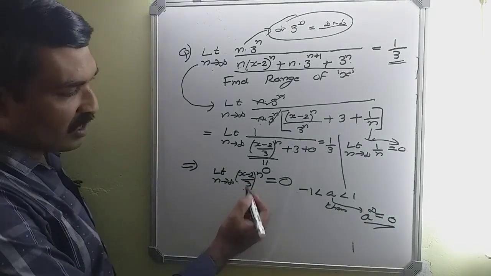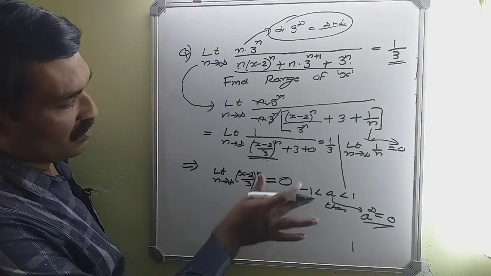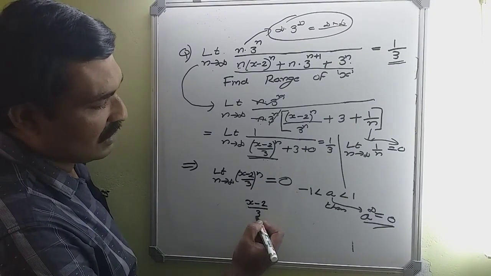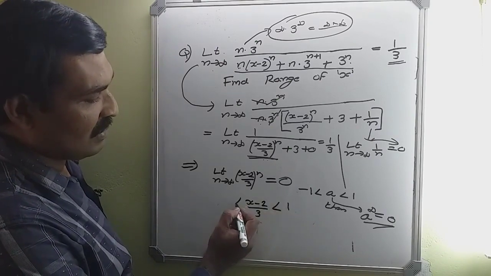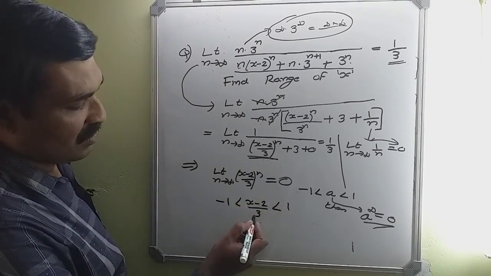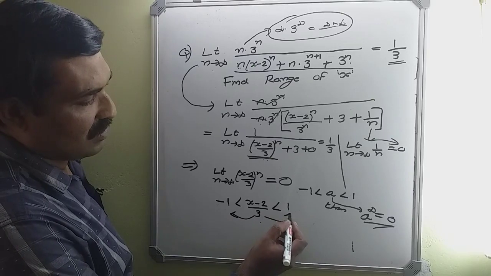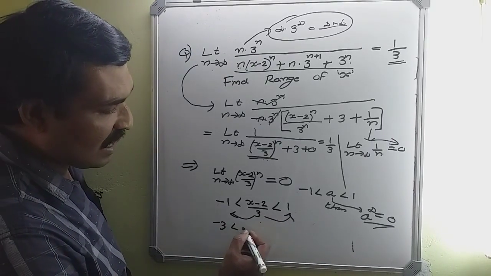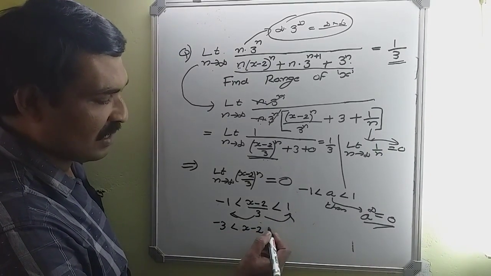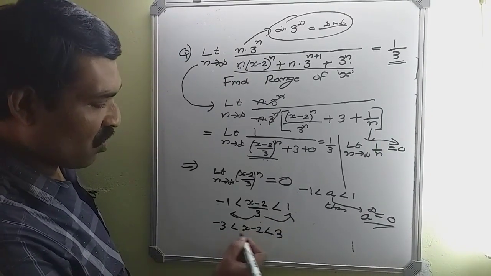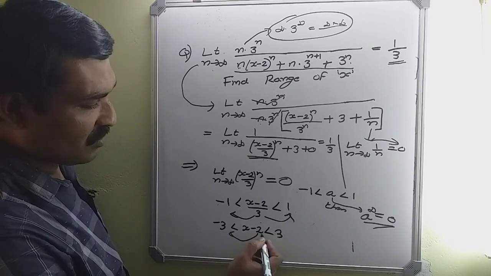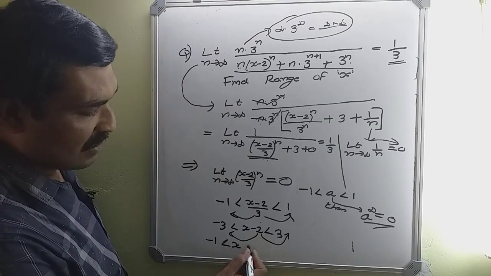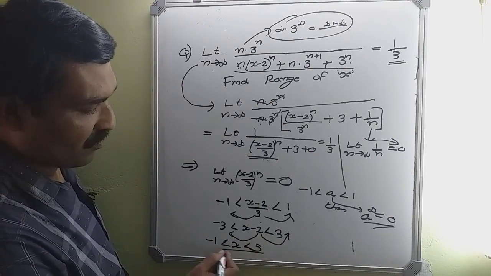So for this term to be 0, minus 1 less than (x minus 2) by 3 less than 1. Cross multiplying by 3, this indicates minus 3 less than x minus 2 less than 3. Taking 2 to this side, minus 1 less than x less than 5.